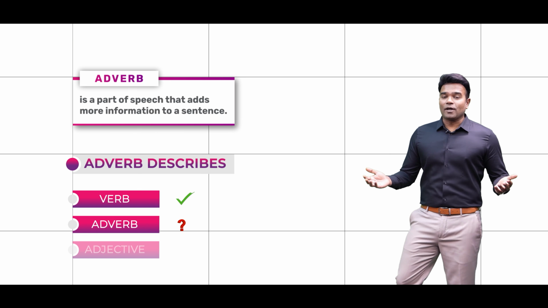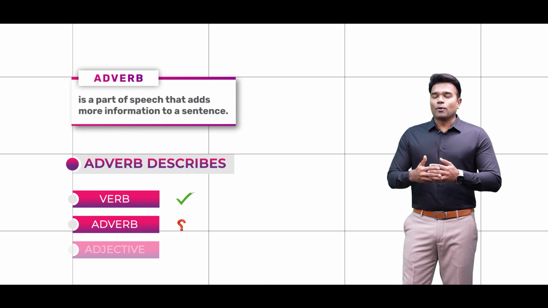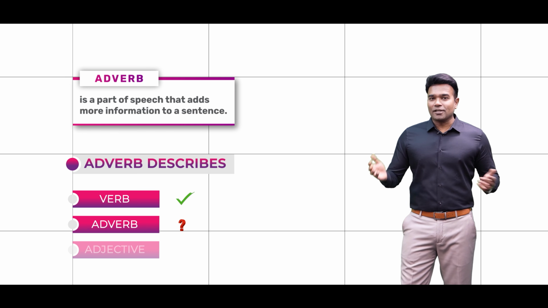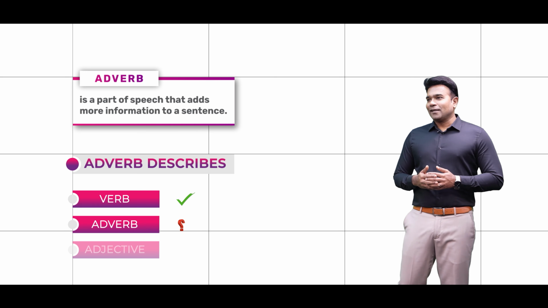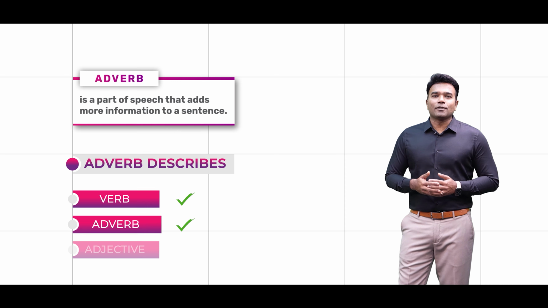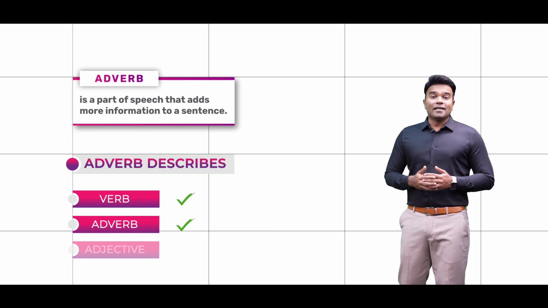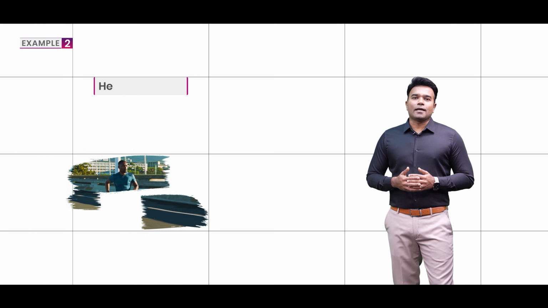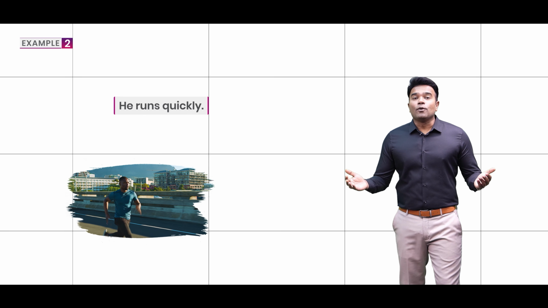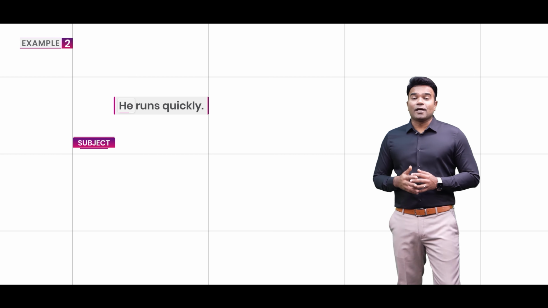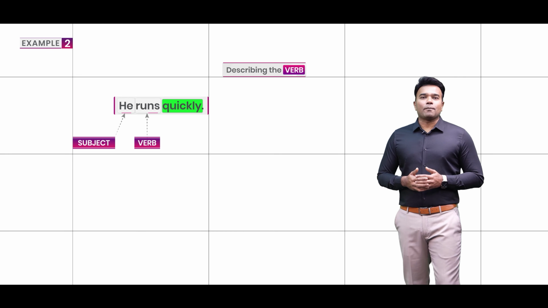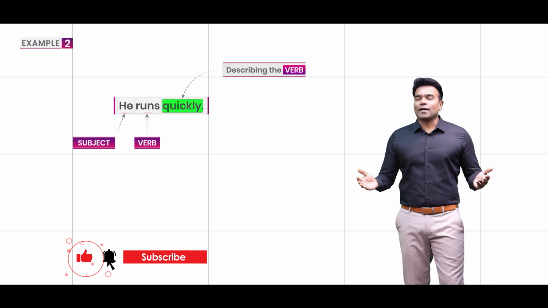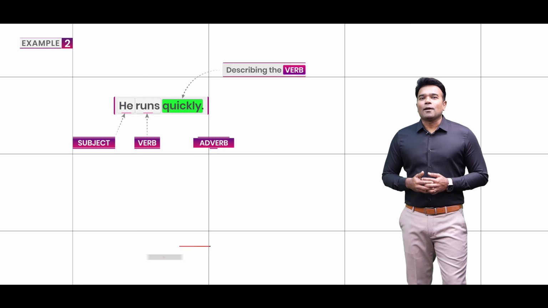That is what I had told you in the definition, that adverbs are such parts of speech in English that not only give us additional information about the verb, they can also give us additional information about the adverb as well. Well, let me give you another example to clarify this. He runs quickly. You know that here he is the subject, runs is the verb, and quickly is describing and providing us with additional information about how he runs, and hence quickly is the adverb. But then have a look at this sentence.